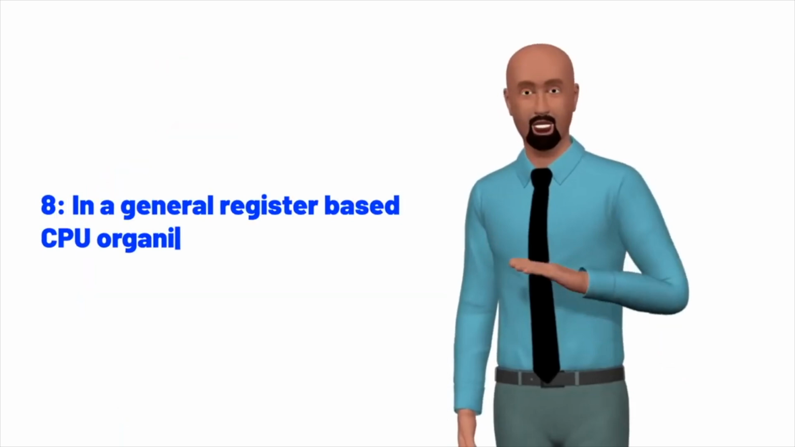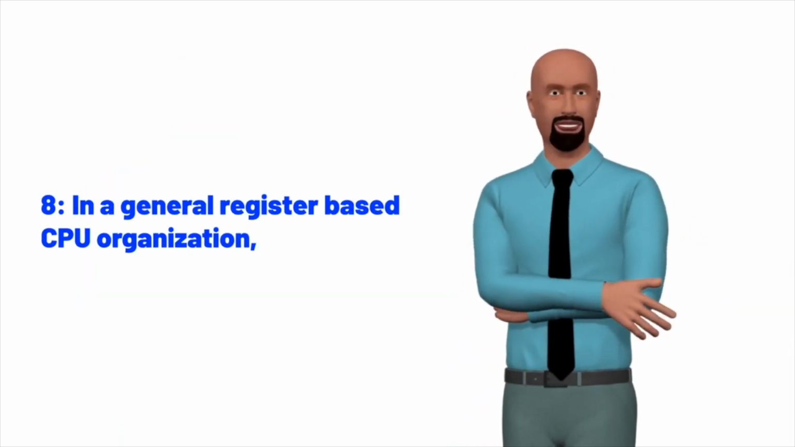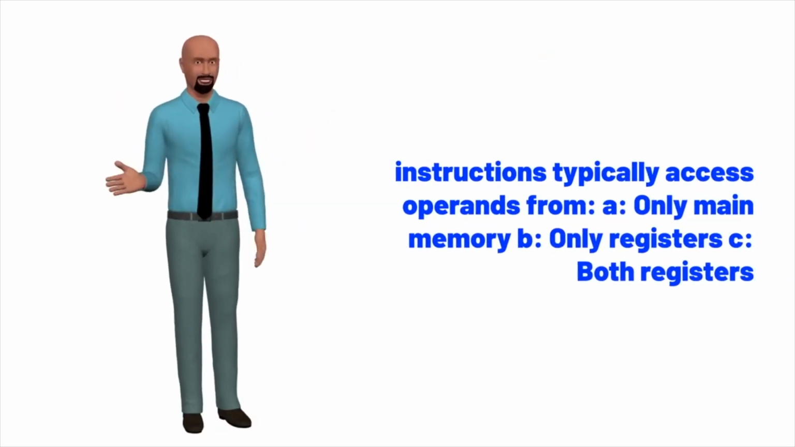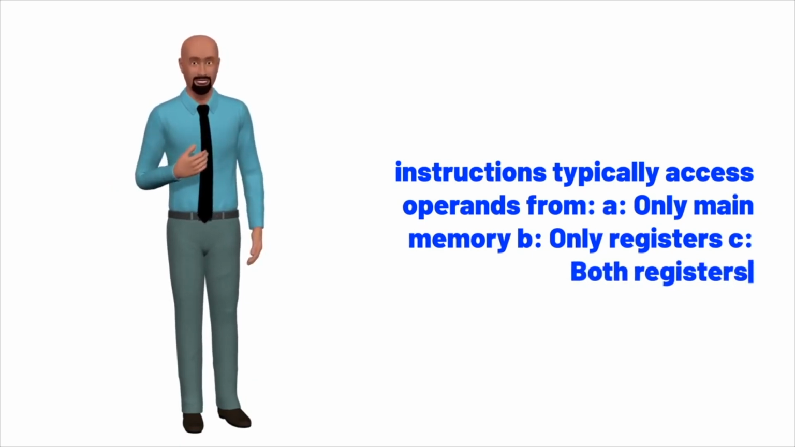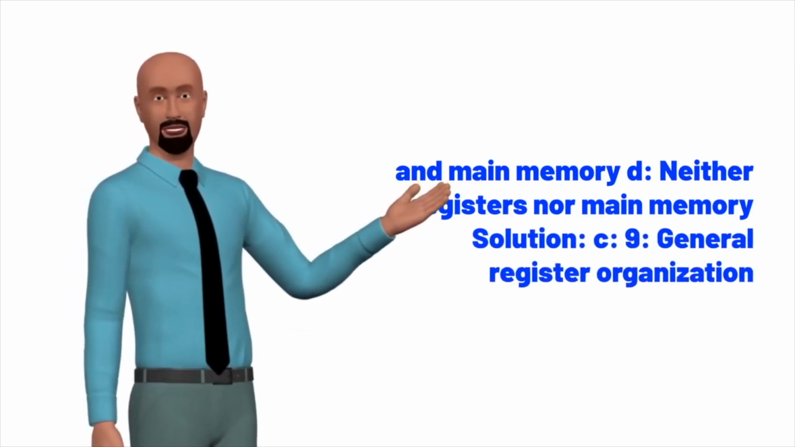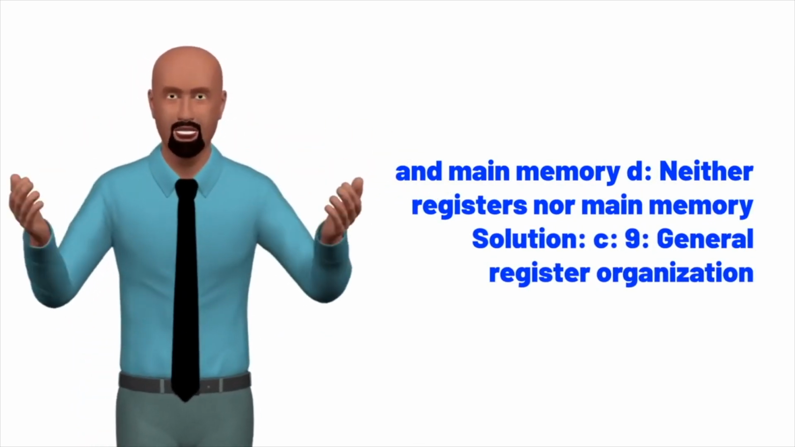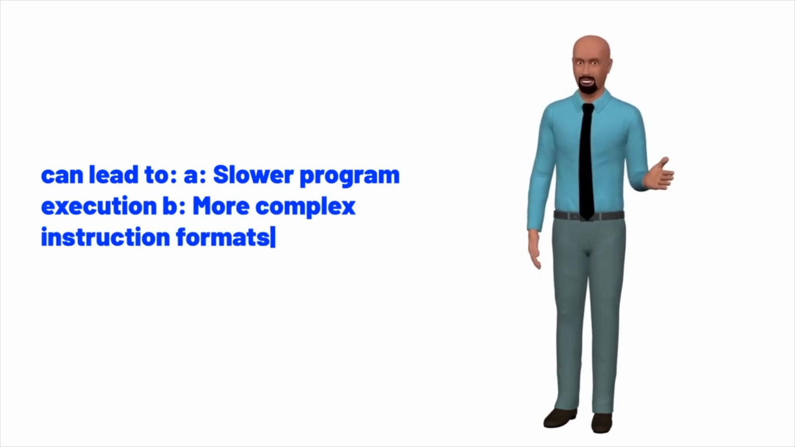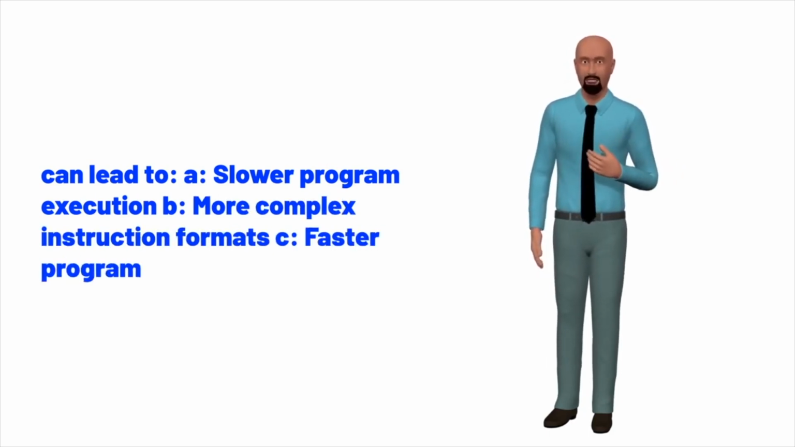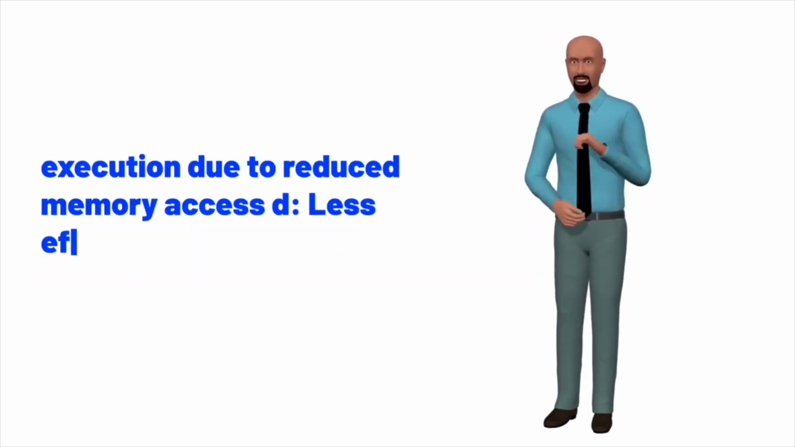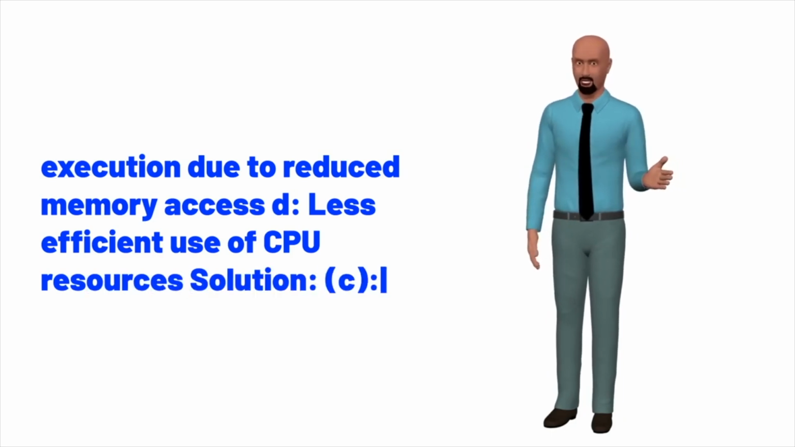8. In a general register-based CPU organization, instructions typically access operands from A. Only main memory, B. Only registers, C. Both registers and main memory, D. Neither registers nor main memory. Solution. C. 9. General register organization can lead to A. Slower program execution, B. More complex instruction formats, C. Faster program execution due to reduced memory access, D. Less efficient use of CPU resources. Solution. C.